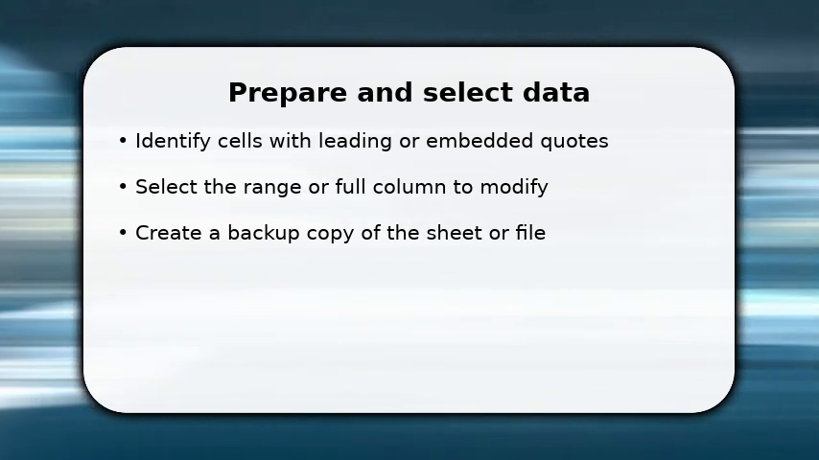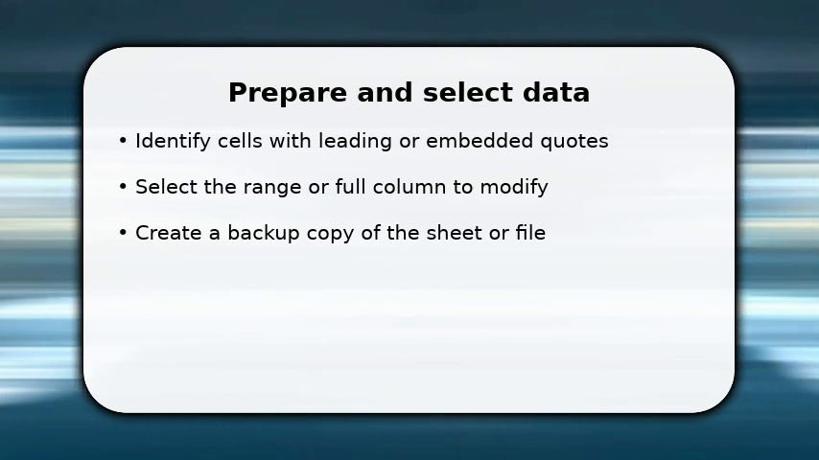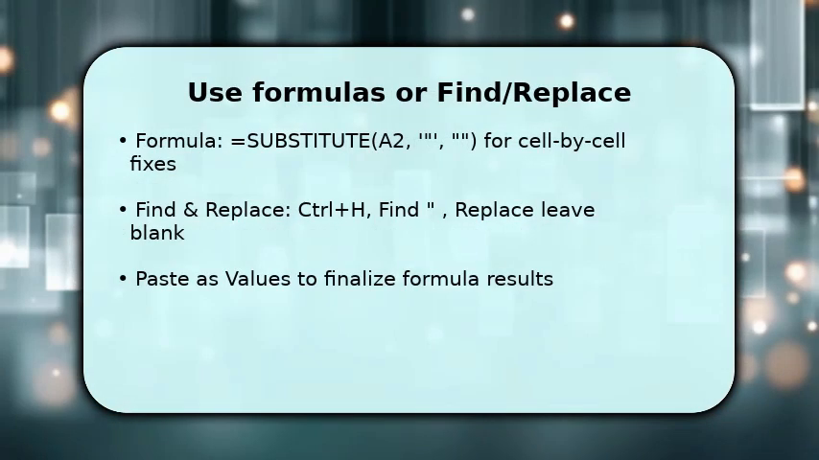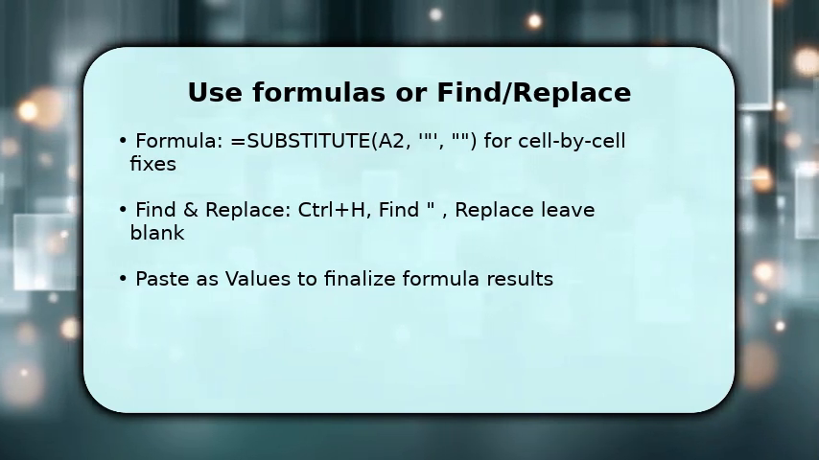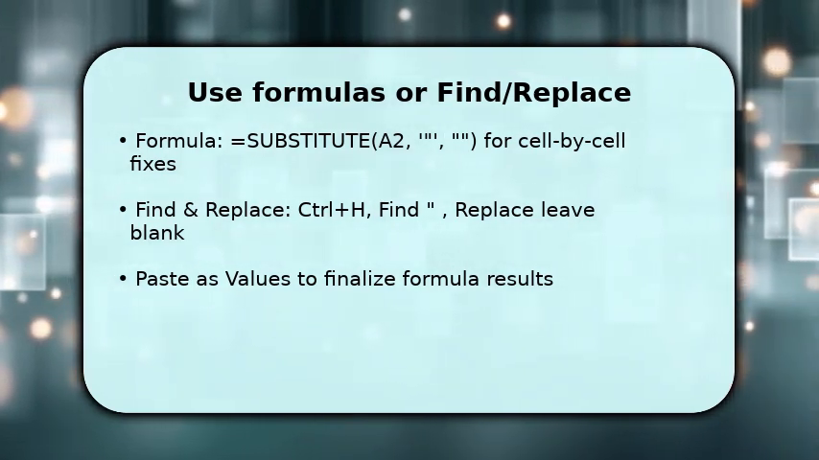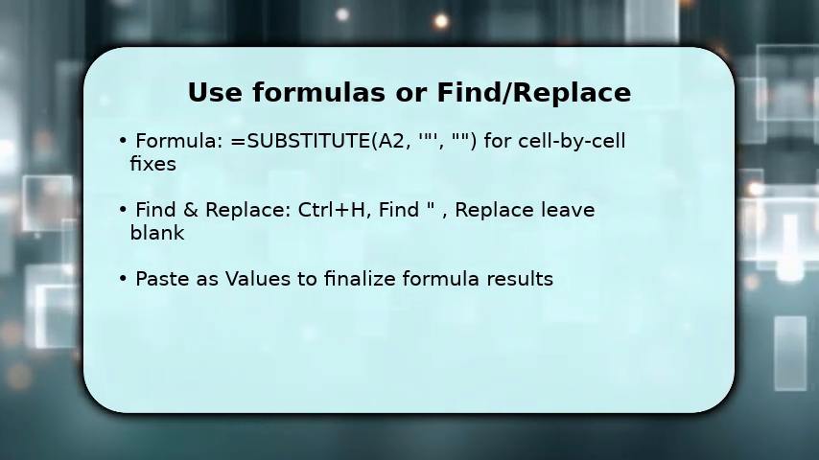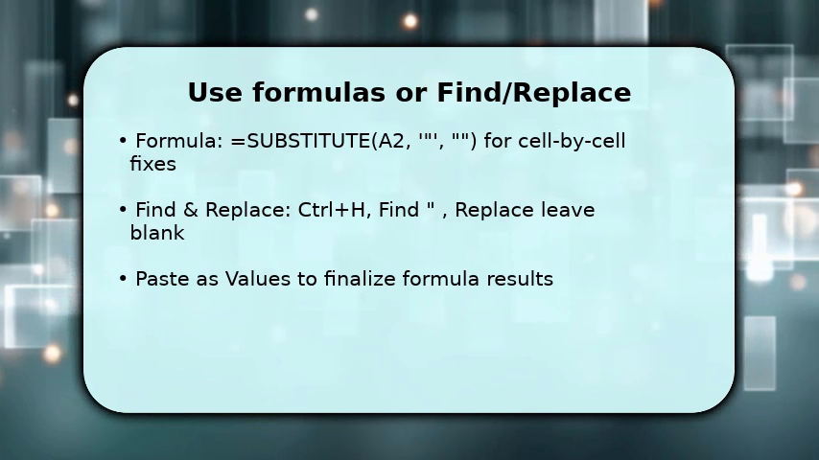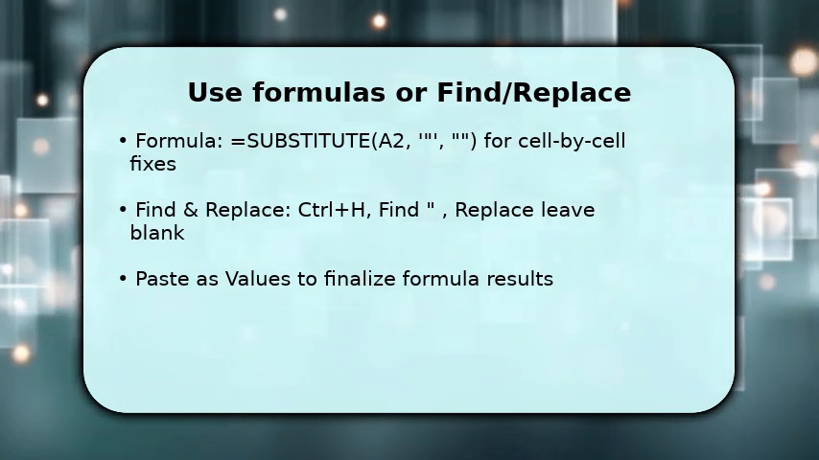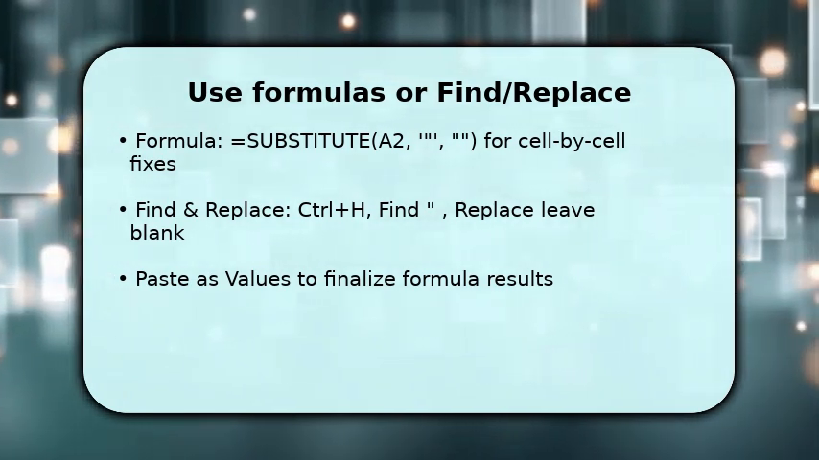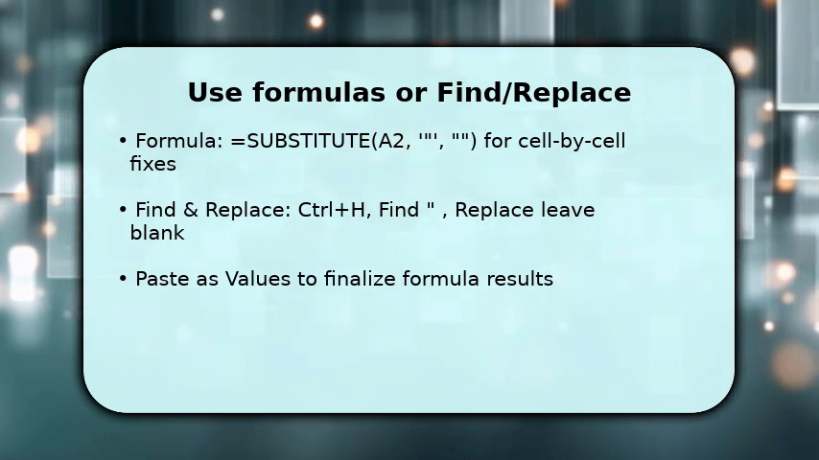You'll use either formulas or built-in tools, depending on whether you need a temporary or permanent change. You can remove quotes by typing equals SUBSTITUTE A2 and filling down. This preserves the original until you paste values. Alternatively, use find and replace with Control plus H. Enter a double quote in find, leave replace blank, then replace all to change cells in place.